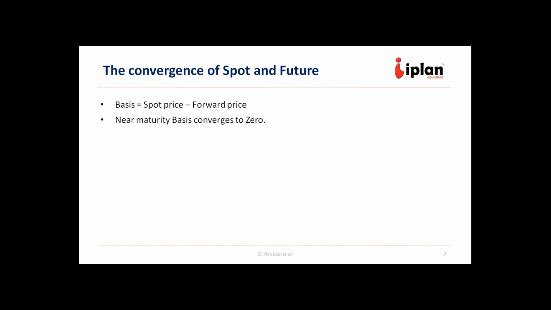Now convergence is about the spot and future price. What do we mean by convergence? Normally there is a difference between the spot price and the future price. The future contract price can be greater than the spot, or smaller than the spot. This difference we call either the spread or the basis. Near maturity, the basis converges to zero.